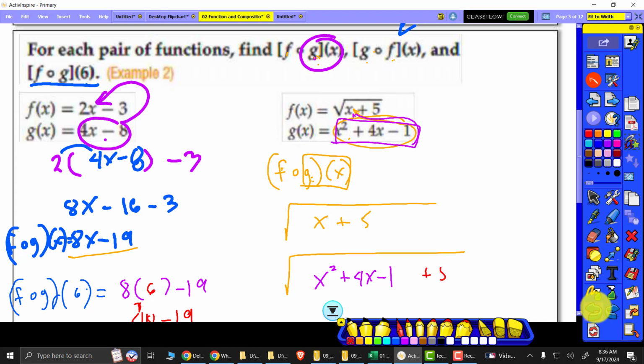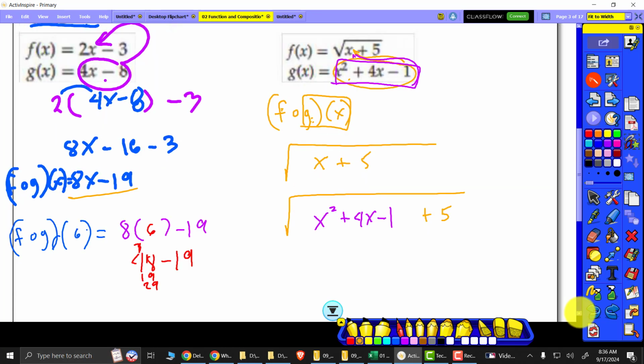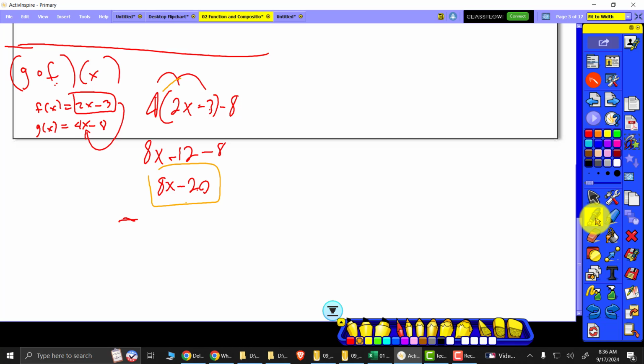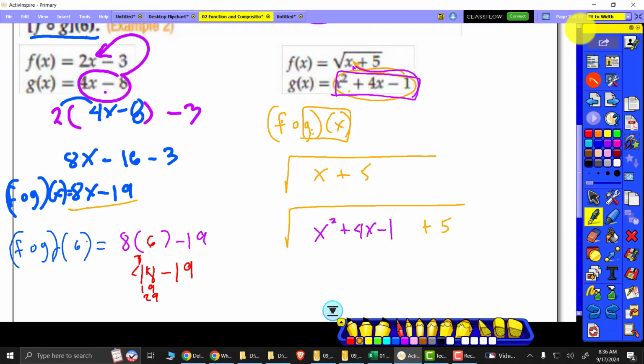I used the orange color, so let me just use that orange so that we know that this orange is for the f of x. And then from here, we just need to combine like terms, which on the right side will be equal to negative 4. So this is x squared plus 4x minus 4.